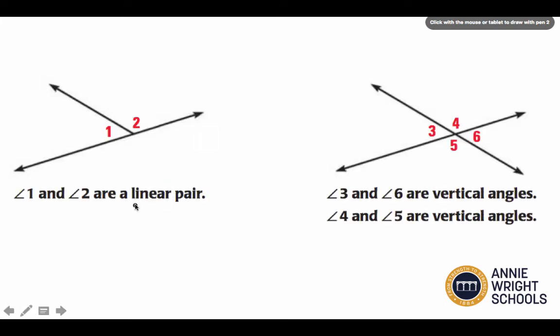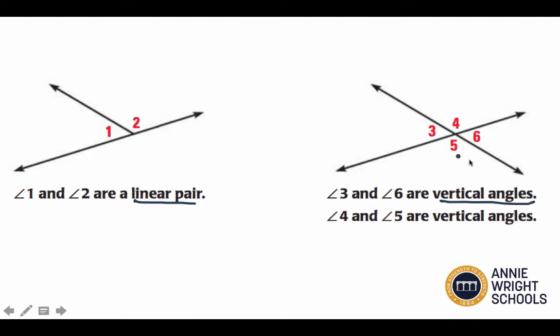Another very important definition, one that you will see all year, the 2 definitions coming up are linear pair and vertical angles. Linear pairs are angles that are adjacent and the non-shared sides form a line. So in this case, 1 and 2 are a linear pair. You can think of it as line pair, a pair of angles that together make a line.